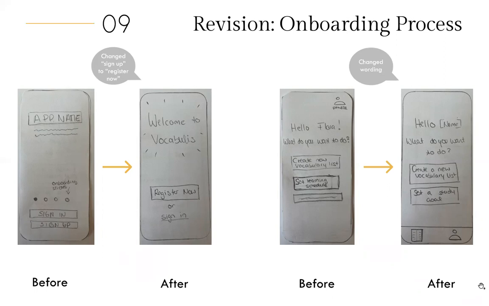And I noticed a similar issue on the home screen, where people didn't really understand what I meant with set learning schedule. So here also I changed the wording into set a study goal.